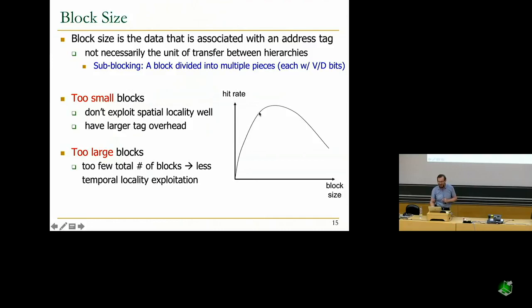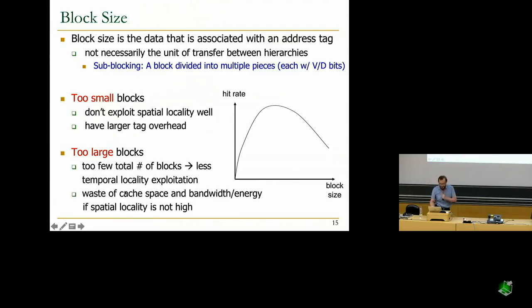As your block size increases, your hit rate plateaus at some point. There's an optimal block size. Of course, this depends on the application. And if you keep increasing the block size, keeping the total data store size constant, then you lose hit rate because you're not caching enough blocks in your cache.